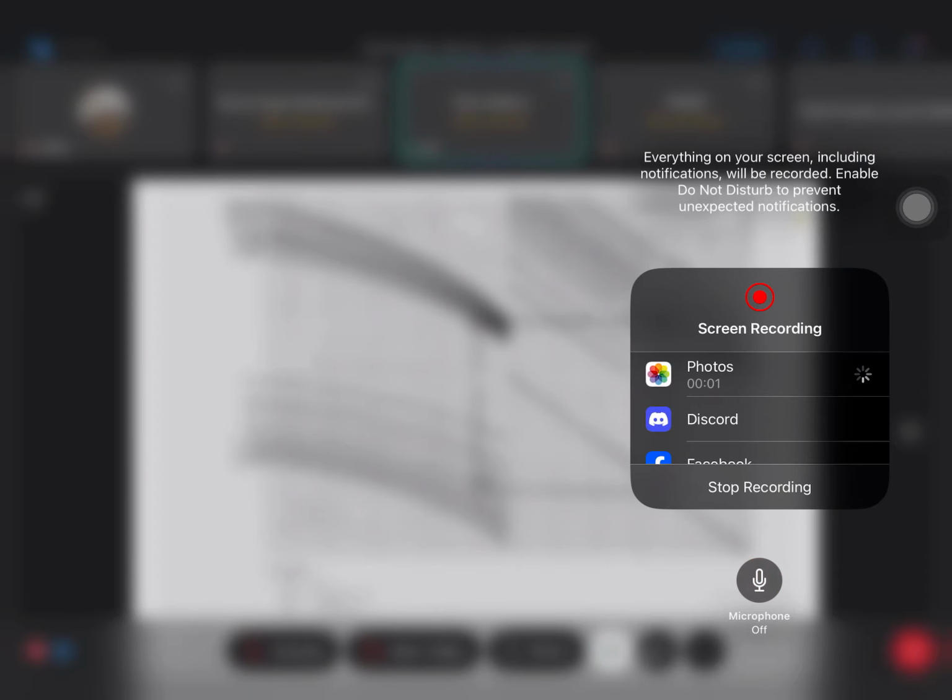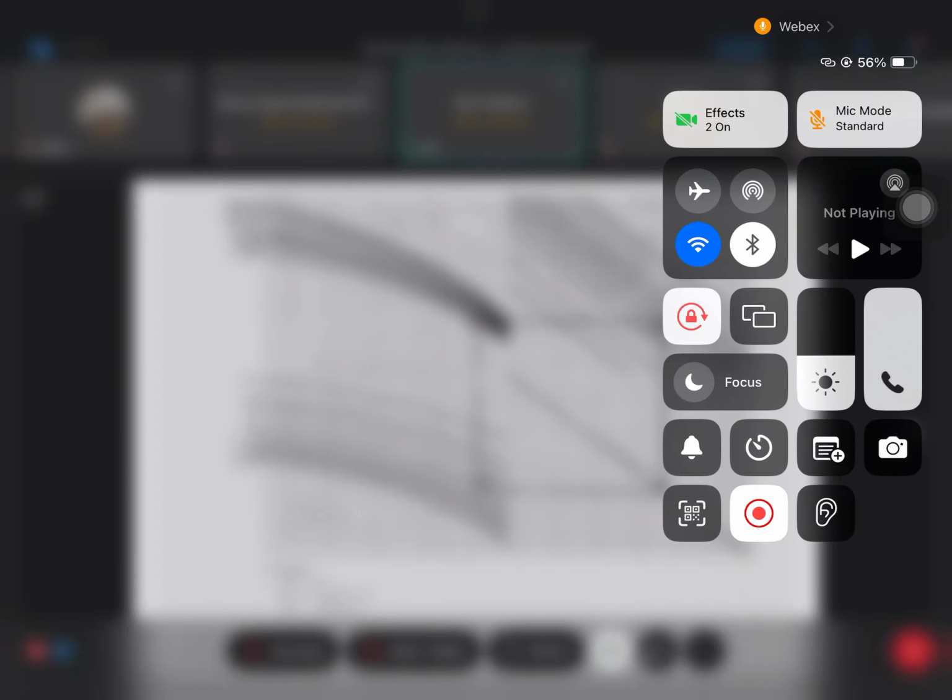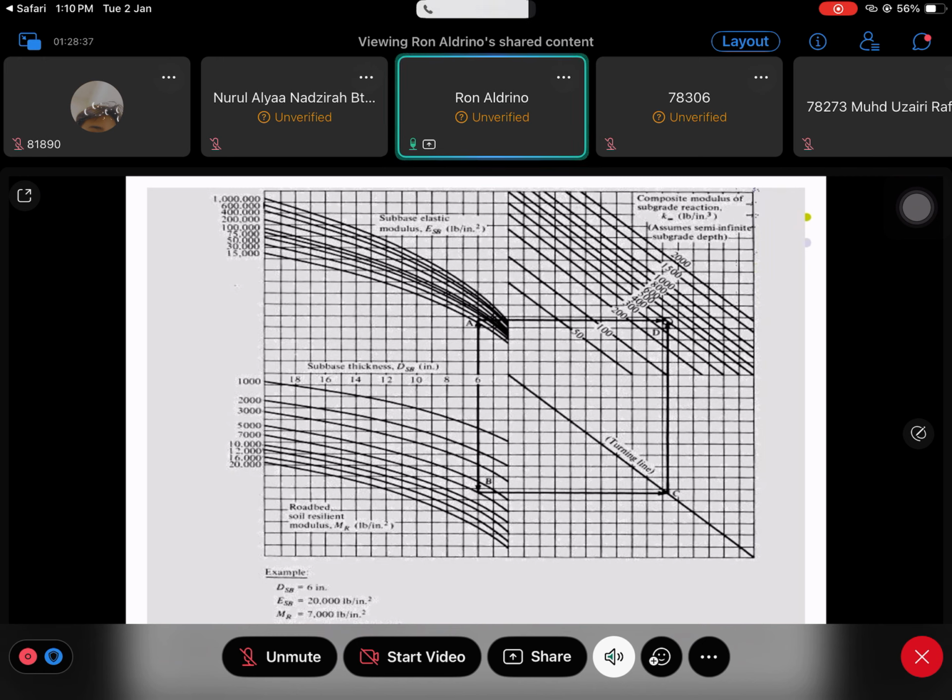Okay, 6 inch, your subbase thickness is 6 inch. But you can also test out with 8 inch, 10 inch, 12 inch, 14 inch, and up to 18 inch. So the limit of the graph for the subbase thickness is up to 18 or even 20. 20 inch is the thickest. Why is 20 inch the thickest? Because economically, if you design anything more than 20 inch, that will be very, very expensive.